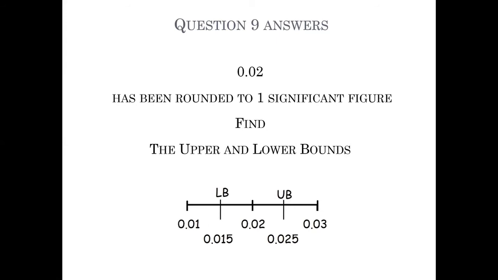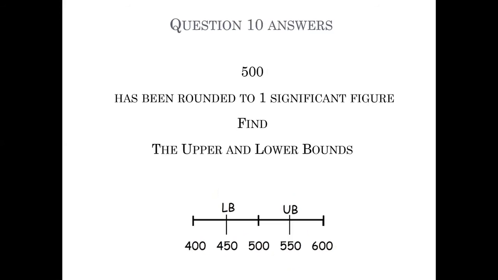Question 9. 0.02 has been rounded to 1 significant figure. Find the upper and lower bounds. The lower bound is 0.015 and the upper bound is 0.025. Question 10. 500 has been rounded to 1 significant figure. Find the upper and lower bounds. The lower bound is 450 and the upper bound is 550.